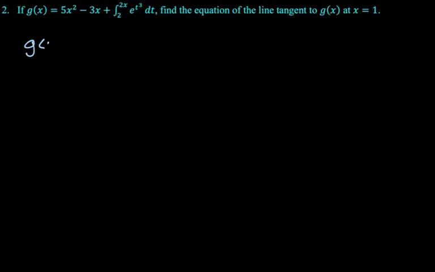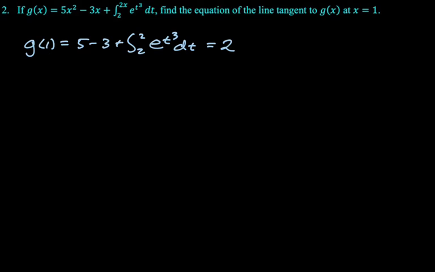So g of 1, every x becomes a 1, so we're going to have 5 minus 3 plus the integral from 2 to 2 of e to the t cubed dt. The integral from 2 to 2, or just in general from a to a, of anything is 0. So really this is just 5 minus 3 plus 0, and 5 minus 3 is 2. So g of 1 is 2.